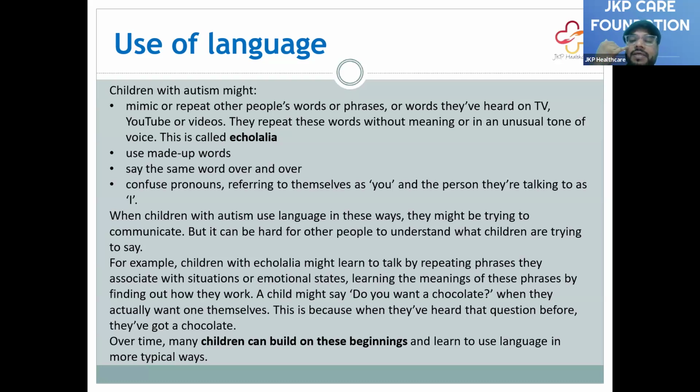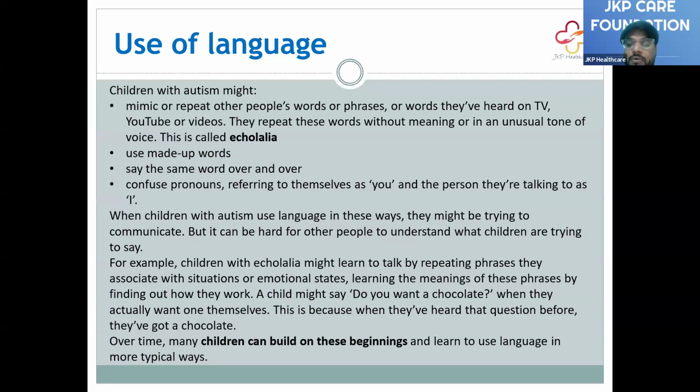Children with autism use language in these ways. They might be trying to communicate. They are trying to communicate when they use all these things. But it can be hard for other people to understand what they are trying to communicate. So by using these things, echolalia or made up words or repeating the same word again and again, they are trying to say something, they are expressing something to you, but we do not understand it. For example, children with echolalia might learn to talk by repeating phrases they associate with situations and emotional states, learning the meaning of these phrases by finding out how they work.